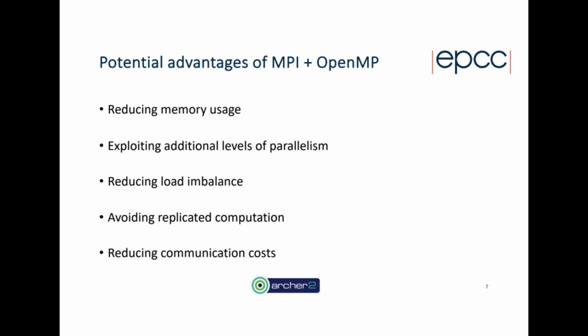Okay, so what are the potential advantages of combining MPI and OpenMP? I'm just listing them here, and I'm going to go through them all in a bit more detail. The things we might expect to gain are reducing memory usage, more easily exploiting additional levels of parallelism, reducing load imbalance, avoiding some replicated computation, and reducing communication costs.